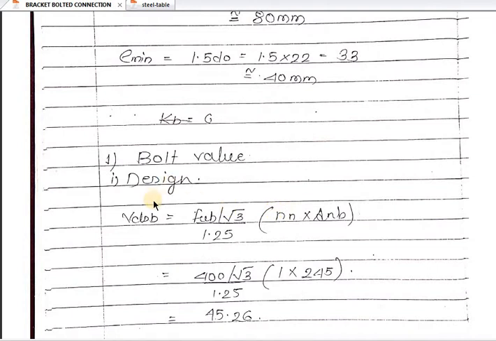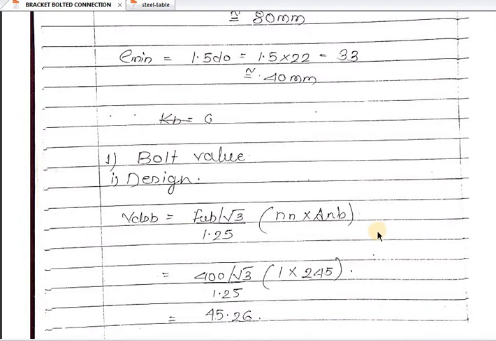What about the bolt value? The design shear strength of bolt, Vdsb, the procedure is the same. The procedure for the bolt value is the same. Out of these two values, the shear strength of bolt and the bearing strength of bolt, the minimum value will be the bolt value. You have to refer to page number 75 of IS 800 2007 in order to take these values.